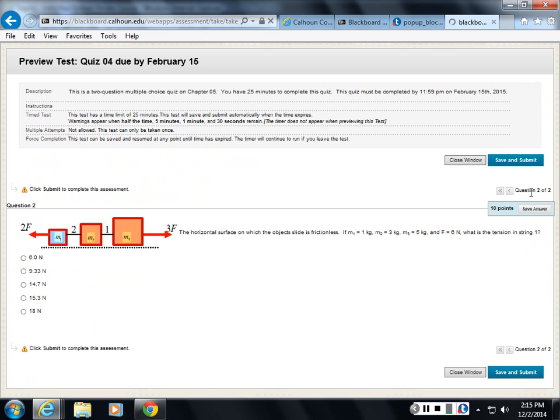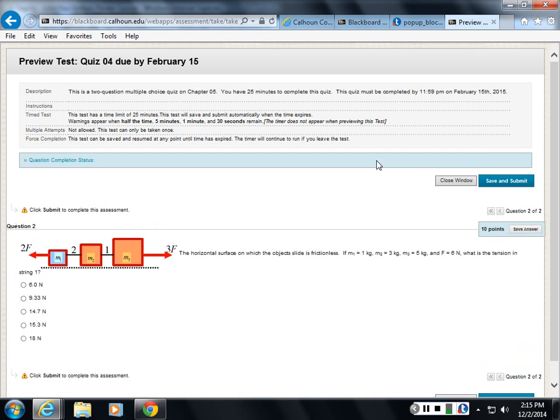And people are writing down what these questions are. All right, so here's a problem on quiz 4. We've got 3 blocks. They're connected by cords, and they're being pulled in actually 2 directions, but one force is greater than the other. It says the horizontal surface on which these objects slide is frictionless. If mass 1 is 1 kilogram, mass 2 is 3 kilograms, mass 3 is 5 kilograms, and the force F is 6 newtons. What is the tension in string number 1?